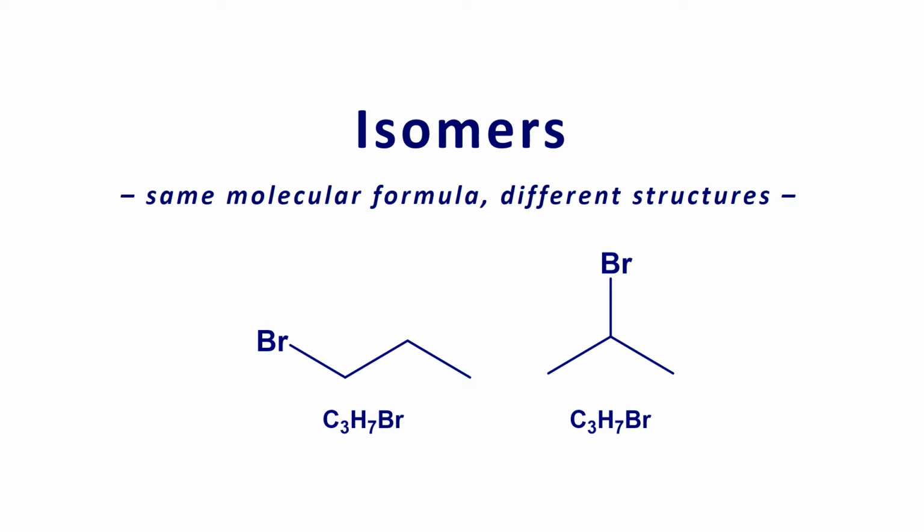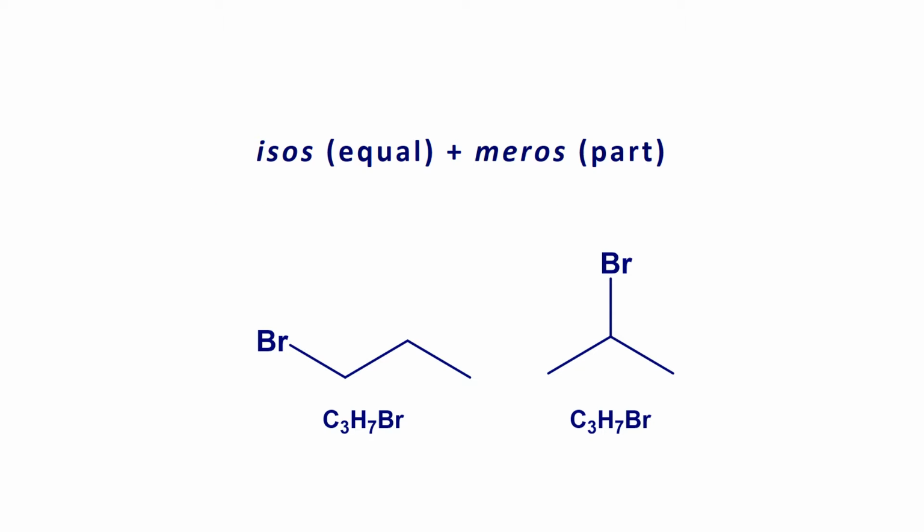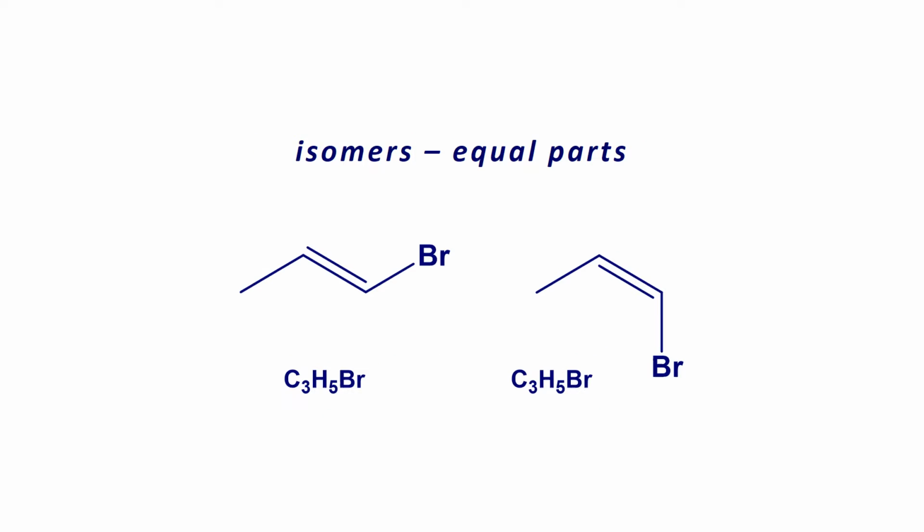Isomers are molecules that have the same molecular formula, but different structures. The word isomer comes from the Greek isos, meaning equal, and meros, meaning part. For example, these bromopropanes both have molecular formula C3H7Br, but the bromine is attached at a different position in each molecule. Or these two alkenes, they're both C3H5Br, but the bromines here hold different positions in space.